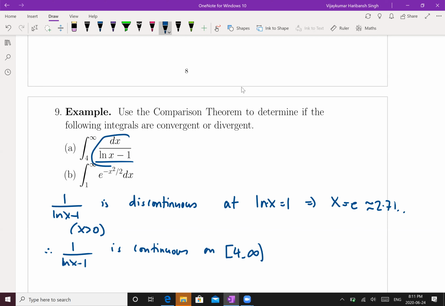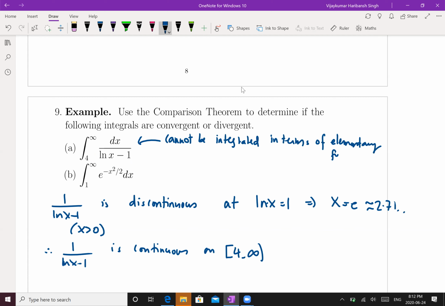Now note that you couldn't have integrated it directly. This cannot be integrated in terms of elementary functions. Otherwise we could have used the definition directly and need not have used the comparison test. But since this cannot be integrated in terms of elementary functions, we have to use some kind of comparison test to determine whether it converges or not.